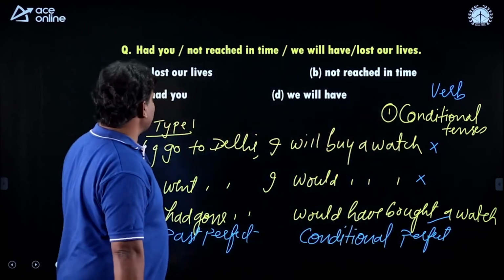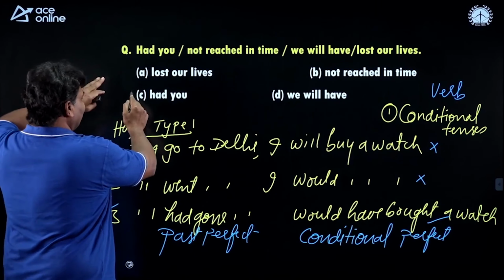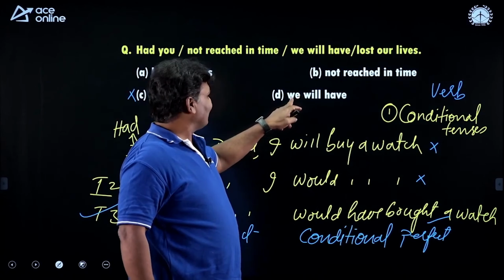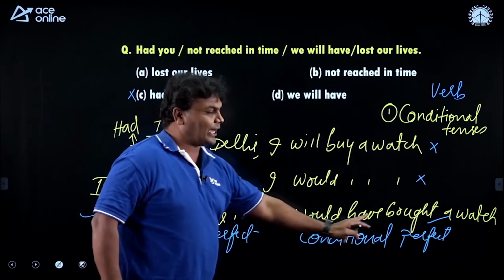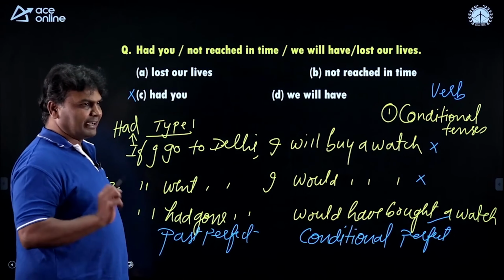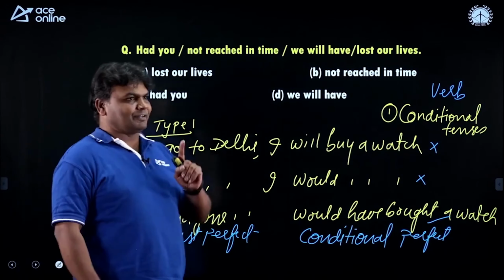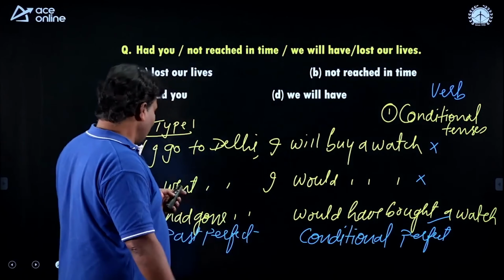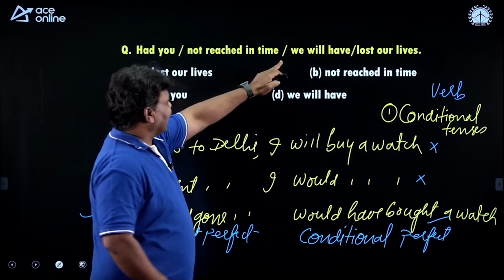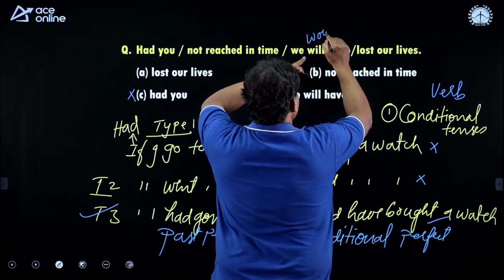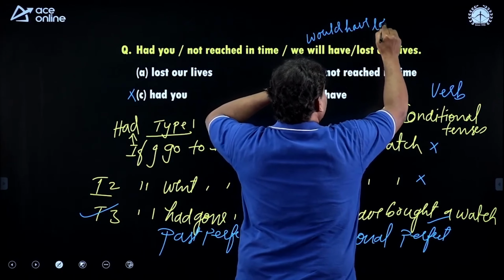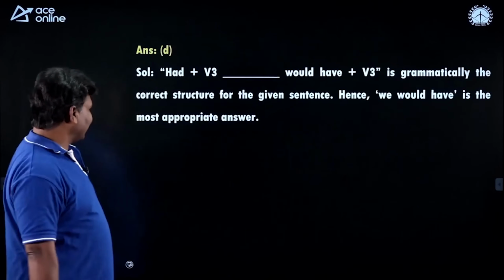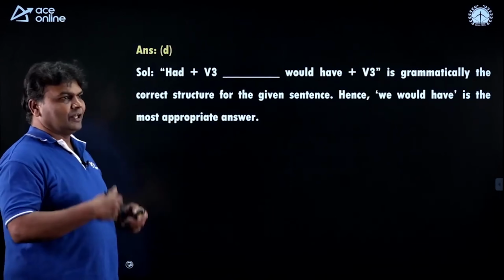So where is the error here, students? Not this one, as 2-3 students have given me. Definitely our answer is that here we have an error. We will have, no, would have bought. So I suppose you have understood very clearly. A 35 minutes session has just wound up within the span of 3. Those are the tricks I am going to teach you in the class, students. So, had you not reached in time, we would have lost our lives. The error is in D. The error is here. I have given the explanation here, you can go through it.